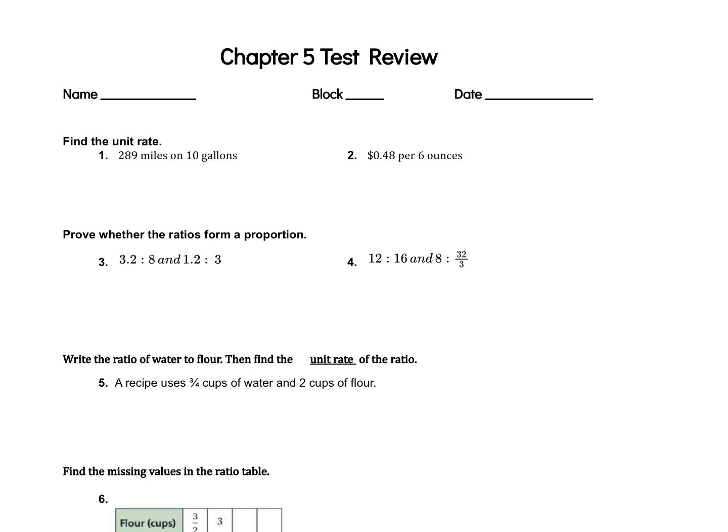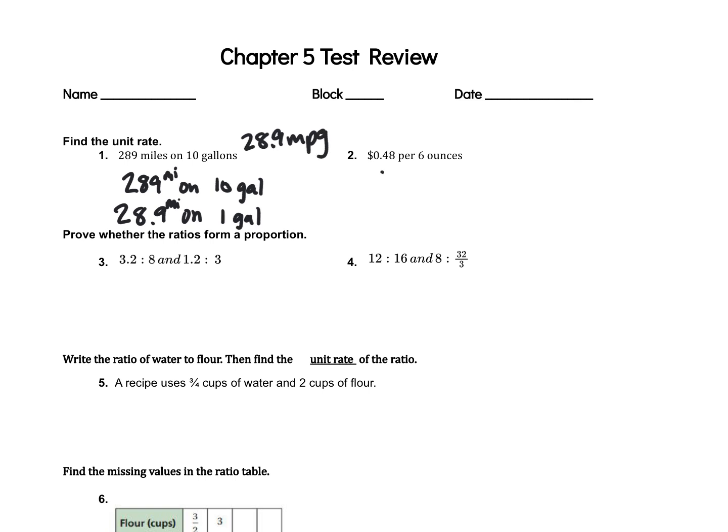For the first two, I'm finding the unit rate. The unit rate is simple to find, right? Instead of on 10 gallons, we are trying to find the miles on 1 gallon. The easiest way to do that is to take 289 and divide it by 10. 289 divided by 10 is 28.9 miles on 1 gallon. Typically, we would see this written as mpg, miles per gallon.